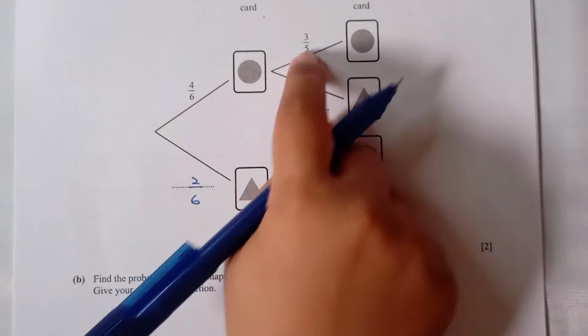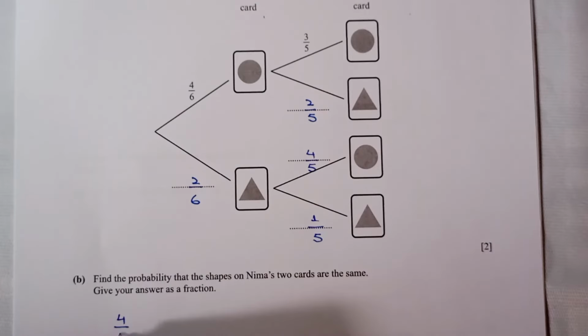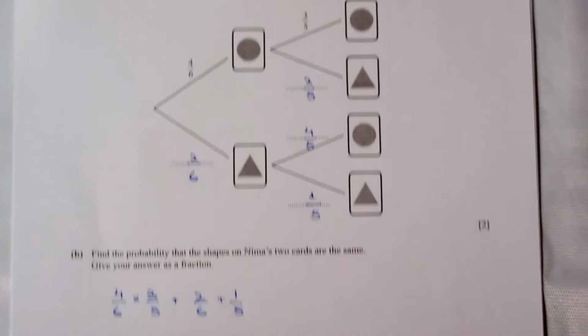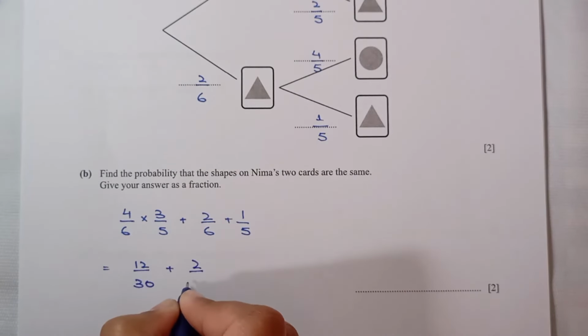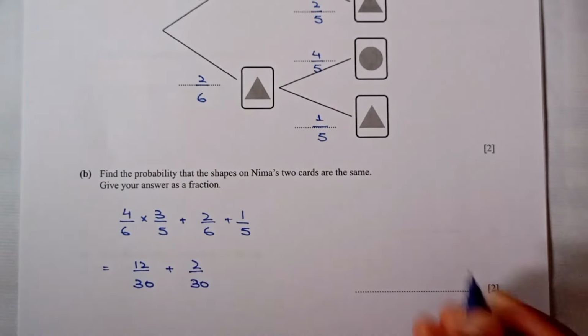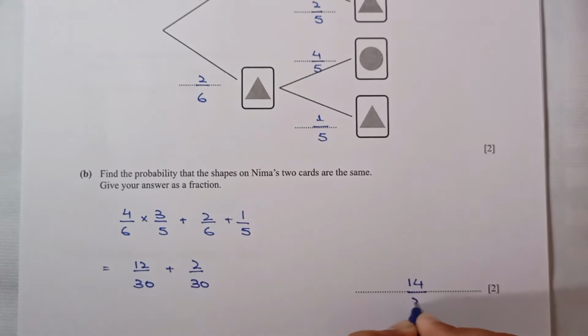Okay, so for circle and circle, this would be 4 out of 6 times 3 out of 5, plus for triangle, triangle, 2 by 6 times 1 by 5. 4 times 3 is 12 and 6 times 5 is 30, so 12 out of 30. And plus 2 times 1 is 2 and 6 times 5 is again 30. And 12 plus 2 would be 14, so the answer is 14 out of 30.